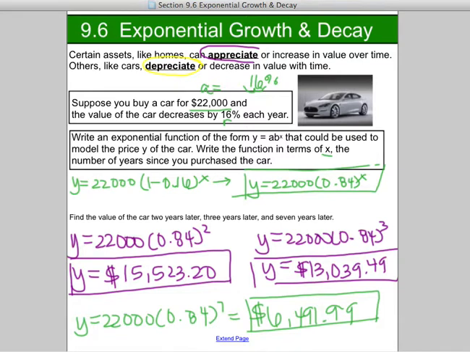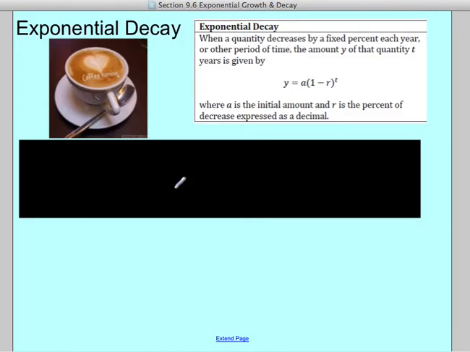All right, so let's look at another example. Exponential decay. We have already touched on this. When a quantity decreases by a fixed percent each year or other period of time, the amount y of the quantity after t years is given by this equation, and we've already seen this equation multiple times.